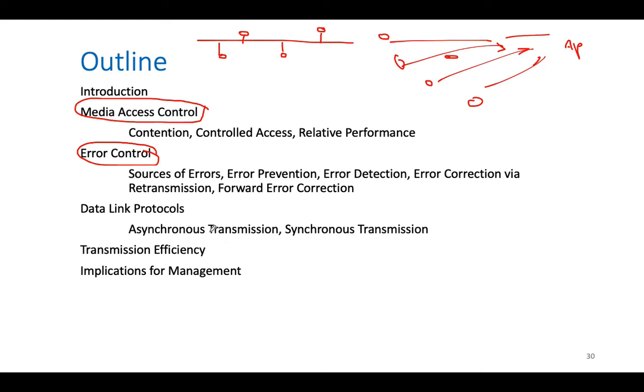We have another, the transmission. There are two types of transmission, and you will see that they are asynchronous and synchronous. So the main functions for the data link layer, remember those ones: the media access control, the error control, the data link protocol as well.